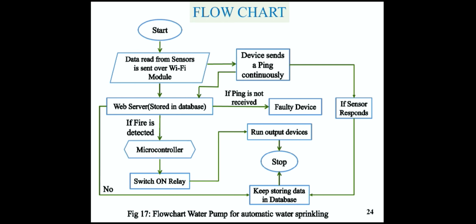If fire is detected, the node MCU of the water pump circuit will get activated and it will switch on the relay and start the output device. And if it doesn't detect anything, it will keep storing on the database. The sensor will continuously send a ping signal to the server. If the signal is not received for more than 30 seconds, then the device will be declared as a faulty device in the website. Next, we will see the water pump circuit.